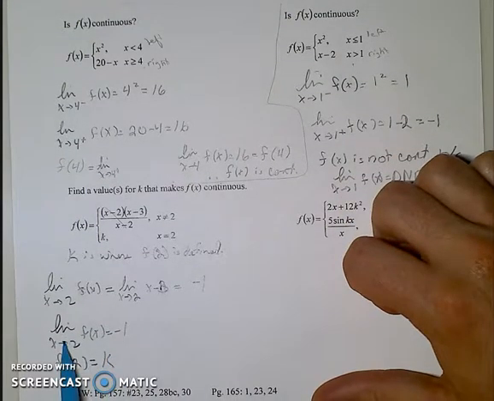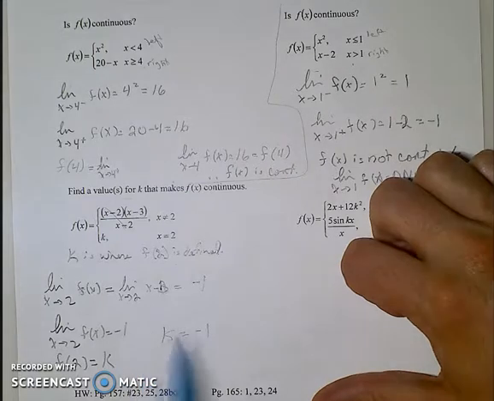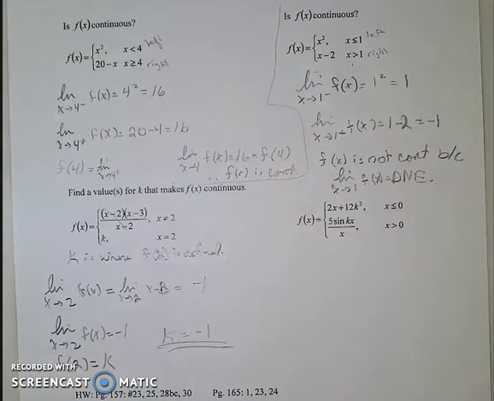We proved the limit, and we know where it's defined. What do these two have to be? k has to equal negative 1. And so what is k? k is negative 1.